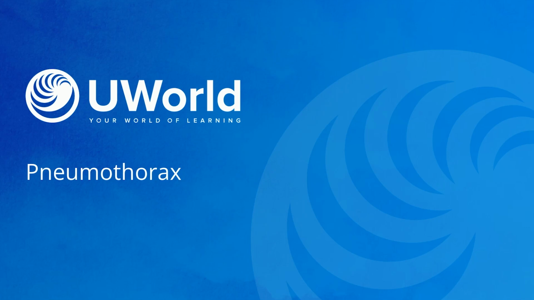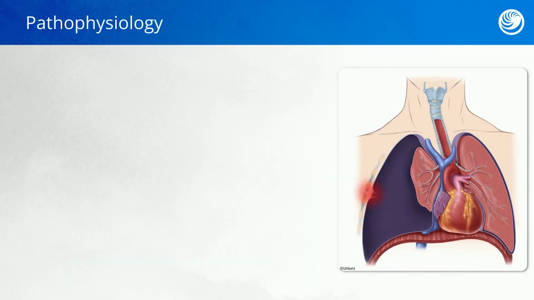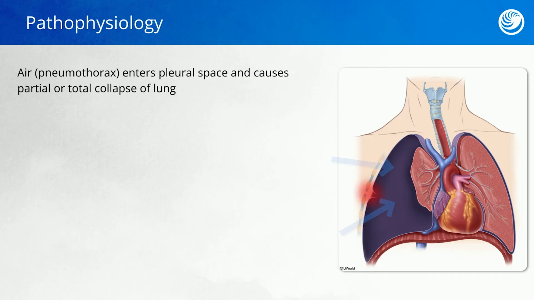This lesson is about pneumothorax, so let's talk about the pathophysiology. So pneumothorax, pneumo meaning air, is when air enters the pleural space and causes the partial or total collapse of the lung.